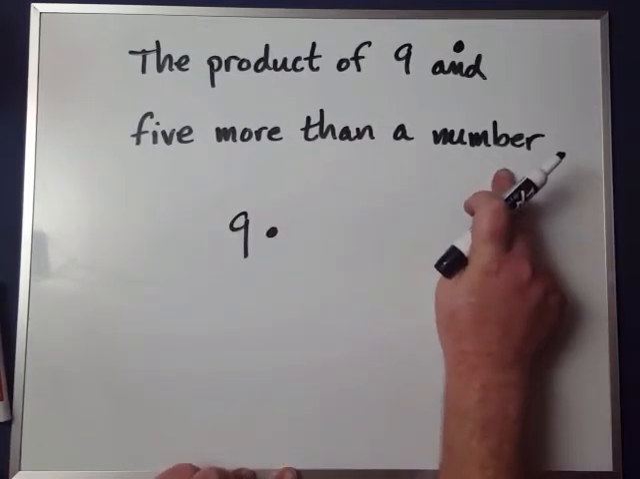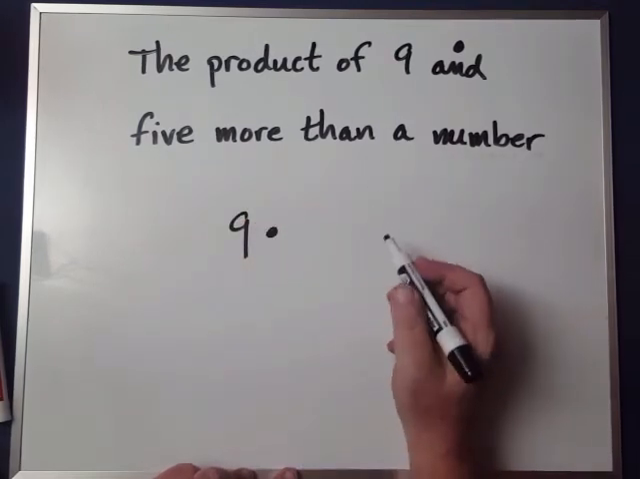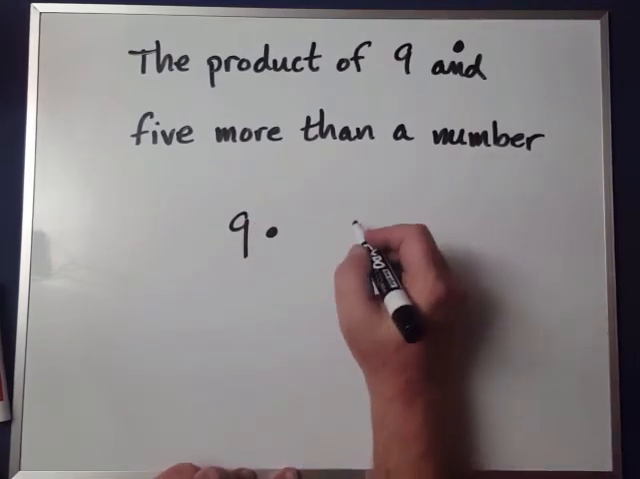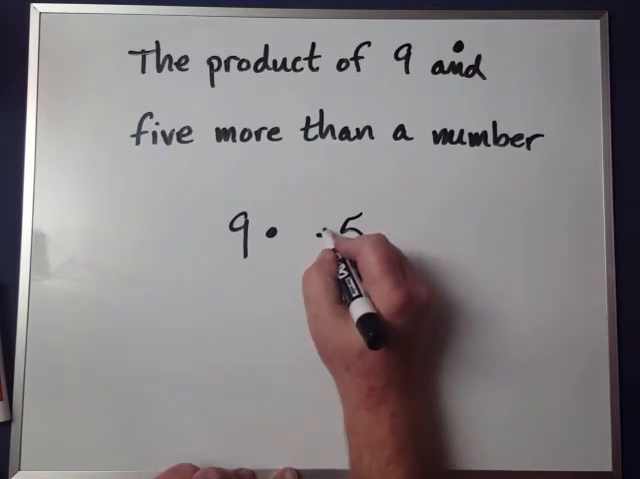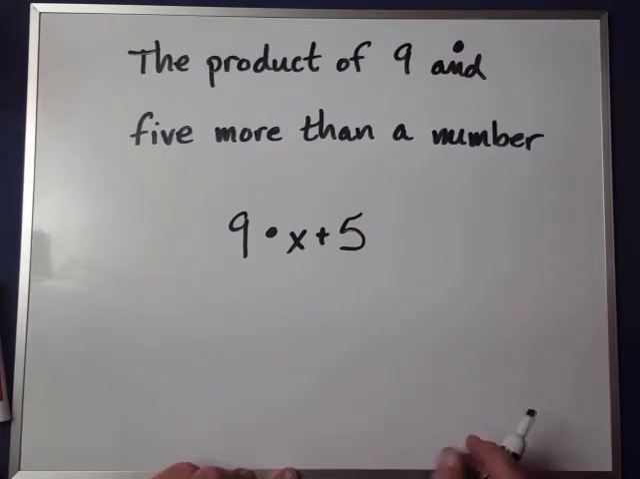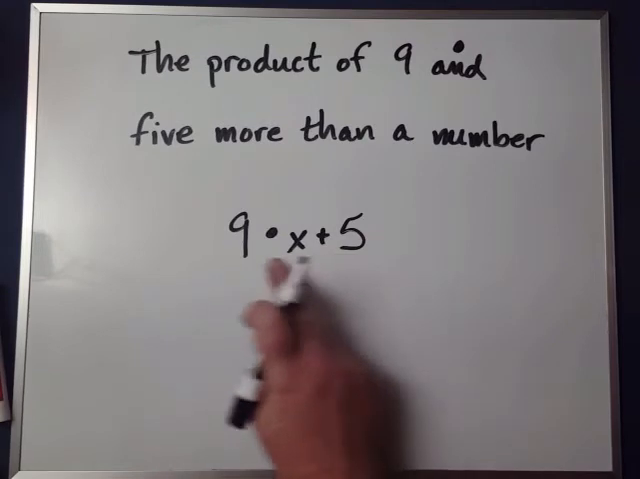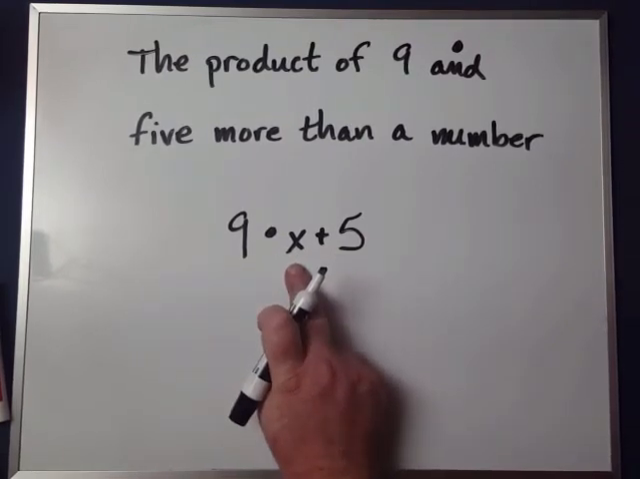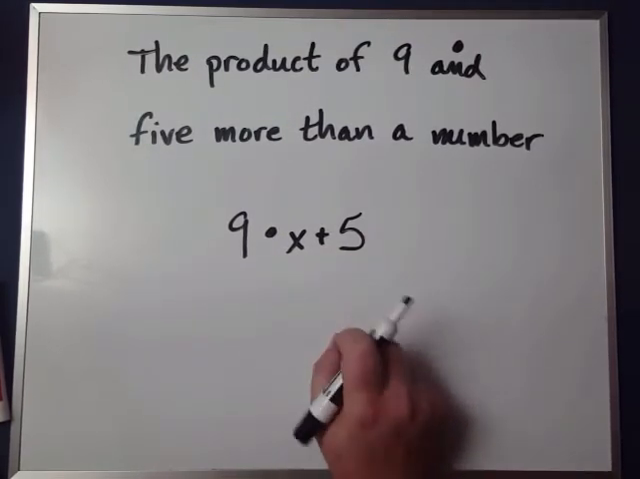5 more than a number. 5 more than a number. I've got to count that one wrong. This is the product of 9 and a number plus 5.